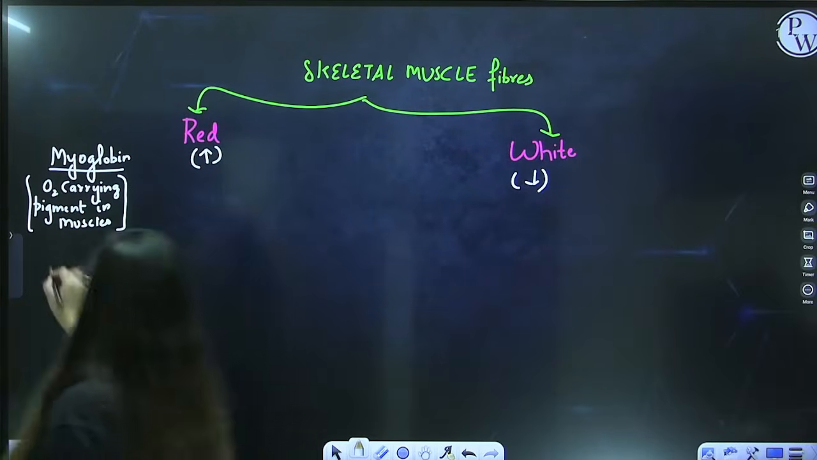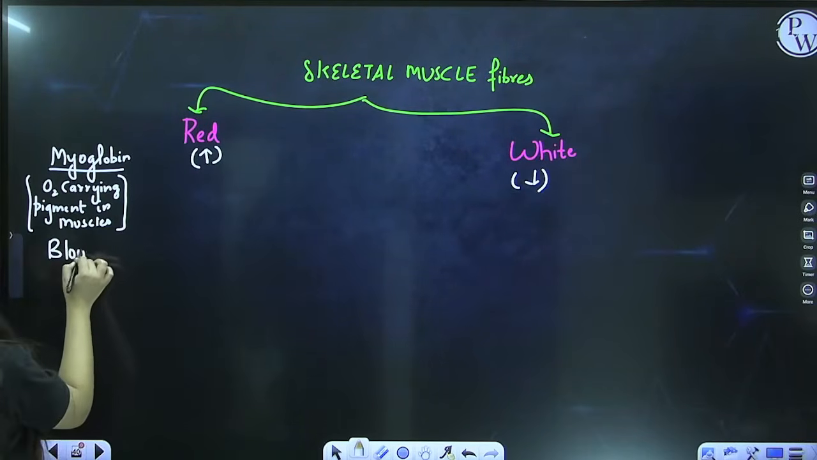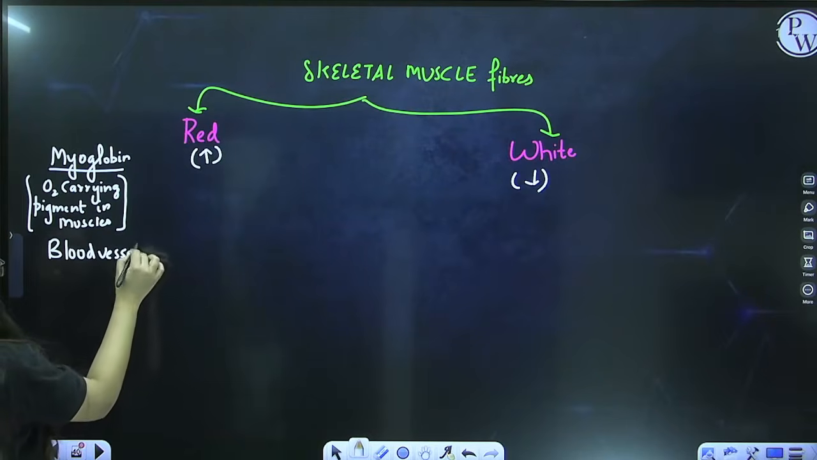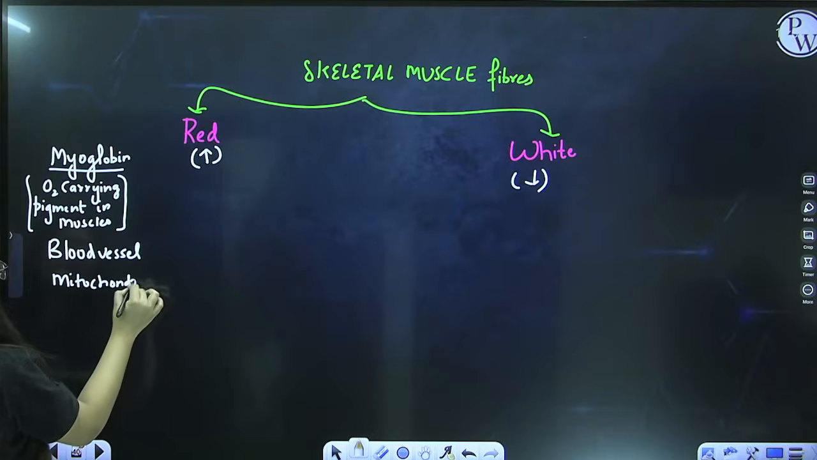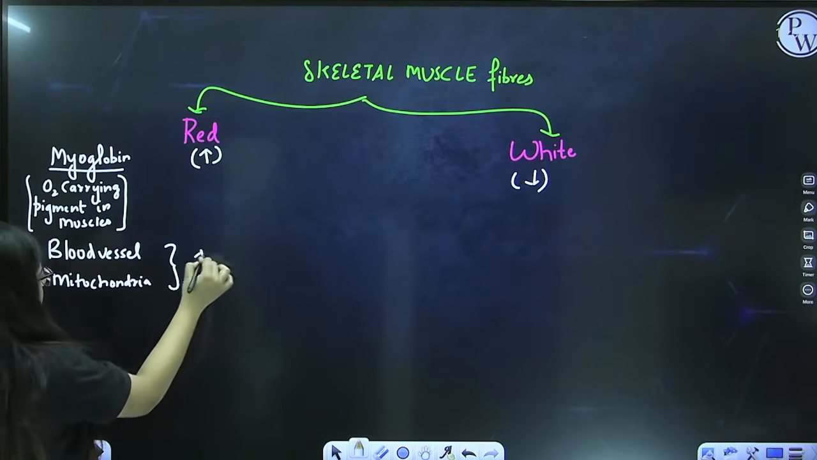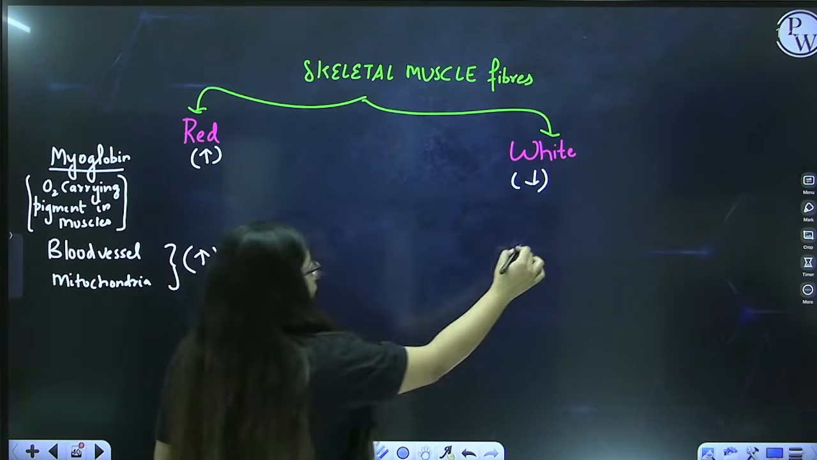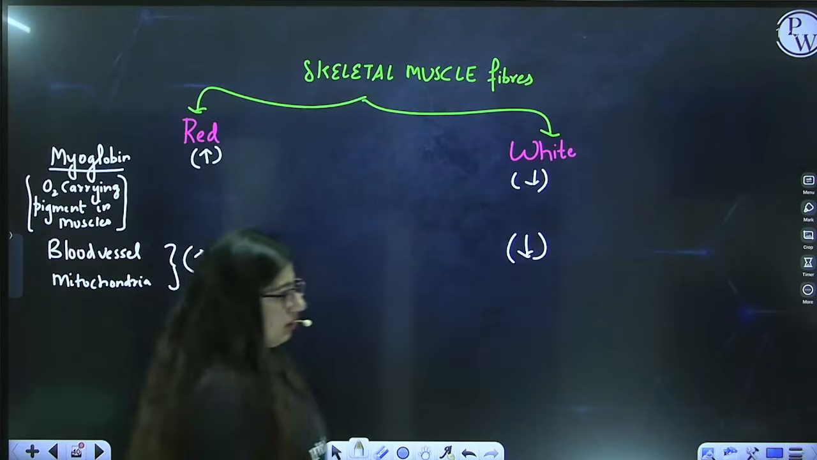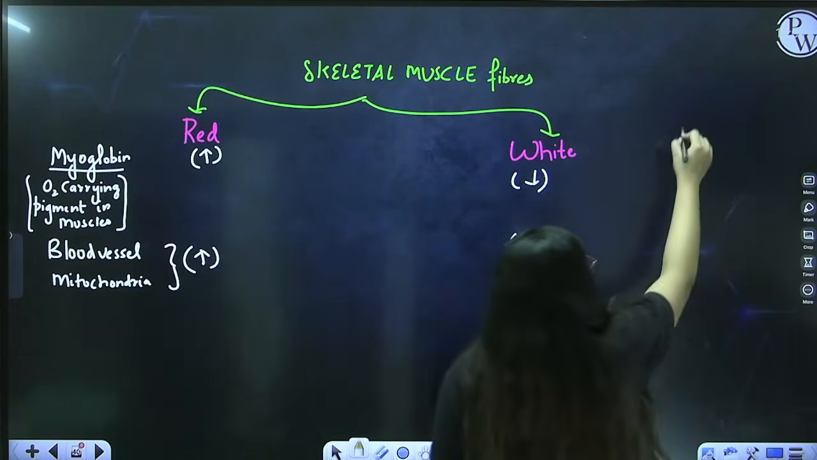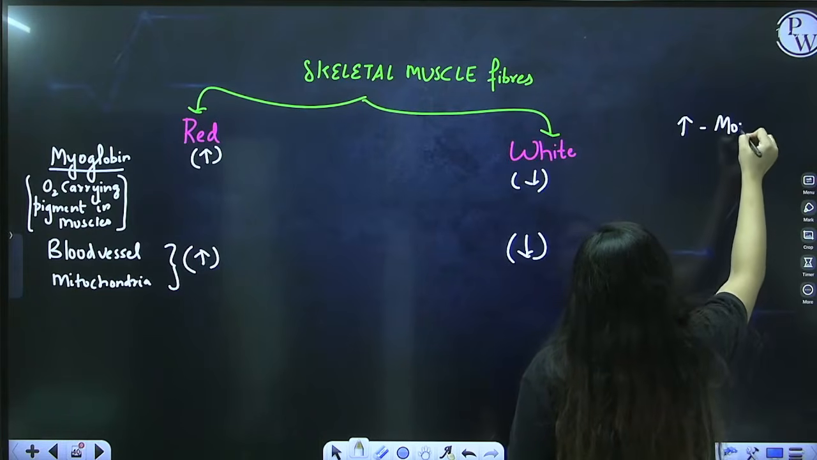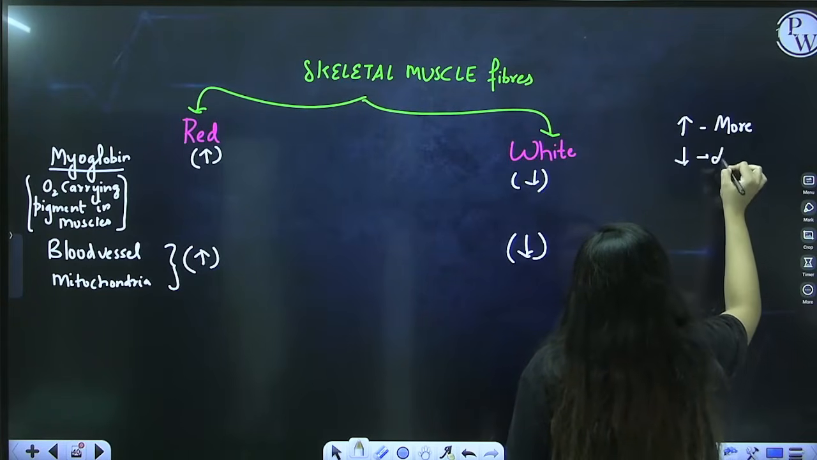Similarly, the blood vessels and mitochondria, they both are more in the red muscle fibers, whereas they are less in the white. Okay, this means less, this means more. I will write this down here also. This means more, this means less.